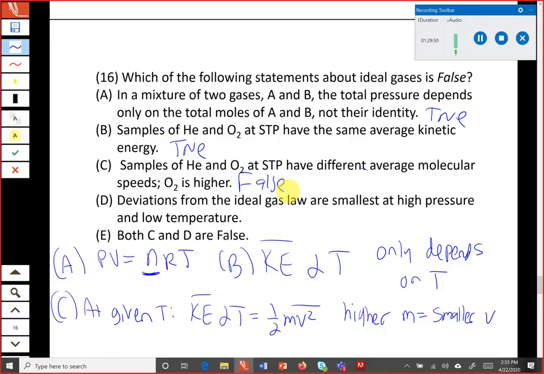So when you're comparing two gases at the same temperature, the one that has the higher molar mass has the slower average velocity, and vice versa. The one that has the lower molar mass would have the faster average velocity.